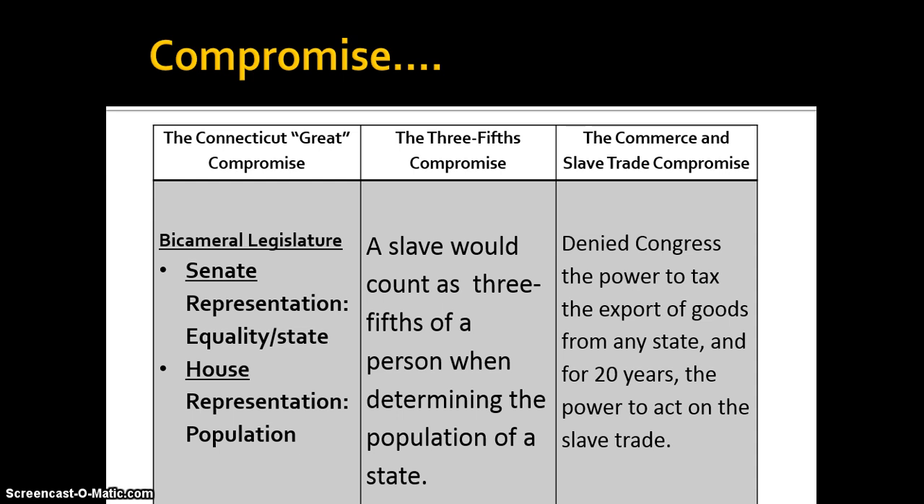The Commerce and Slave Trade Compromise denied Congress the power to tax the export of goods from state to state. This interstate commerce would be something that colonists would have to deal with under the Constitution and citizens in the future, but for now, that problem was solved.